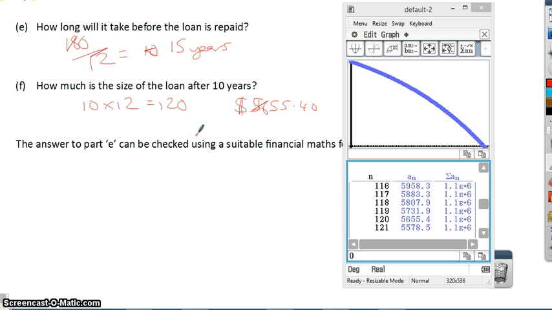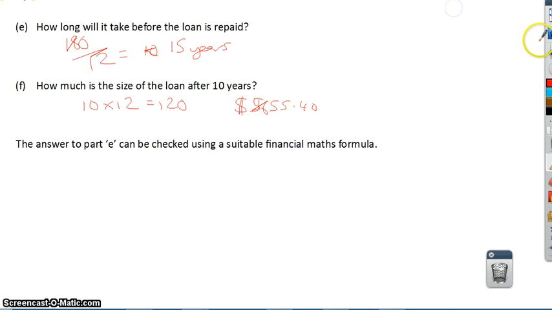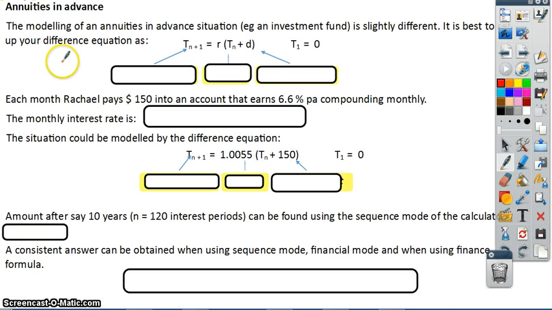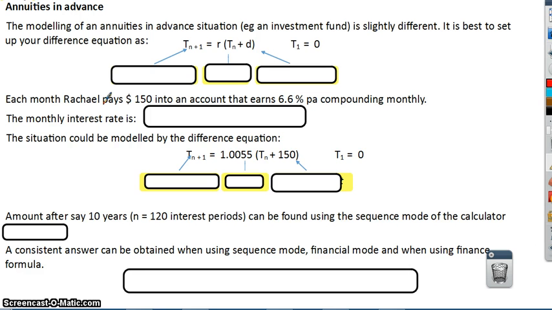That's how much we owe after 10 years. Okay, now the next one is annuities in advance. So this is where, for example, we are making payments in advance and save up a lump sum at the end. So the formula, you'll notice, looks a little bit different.